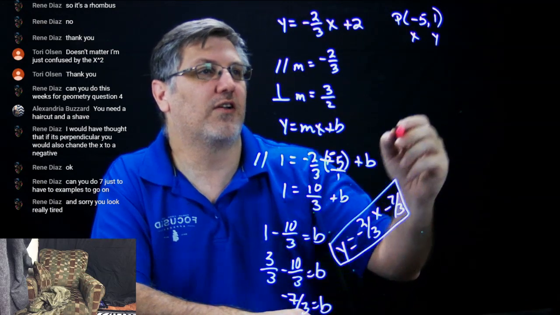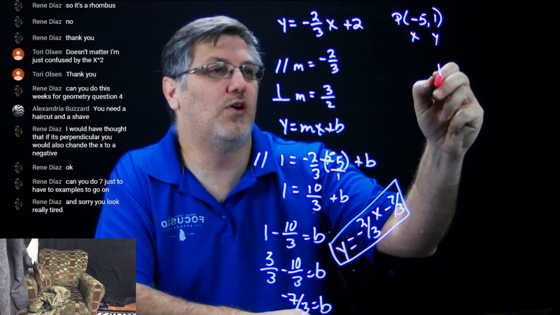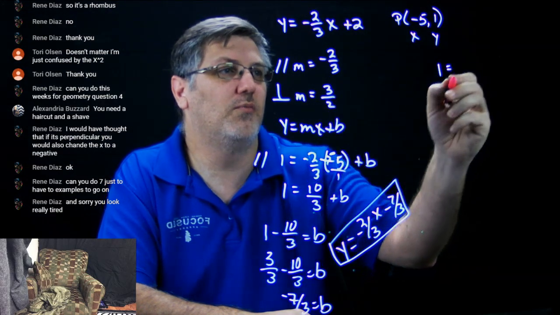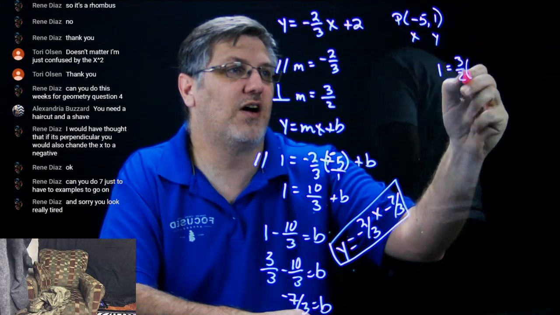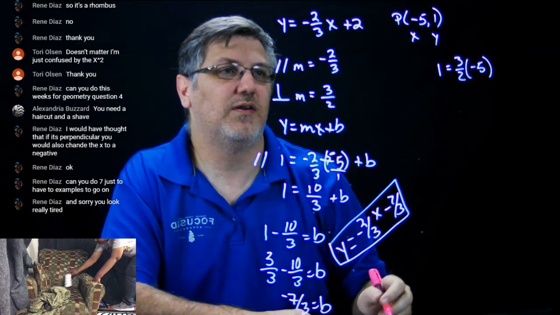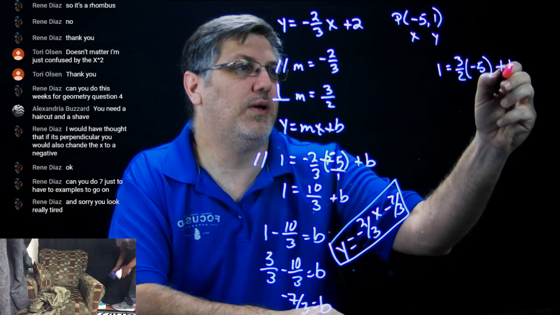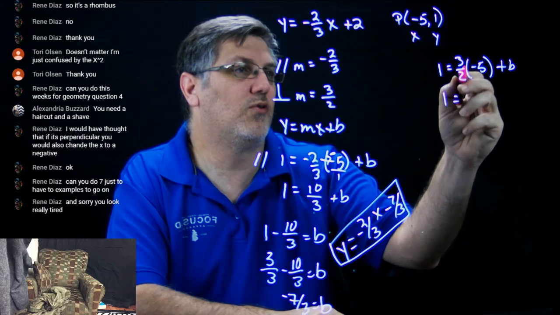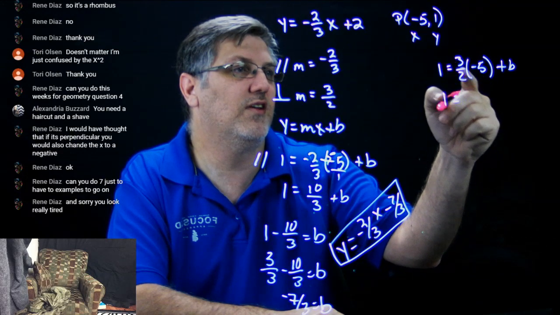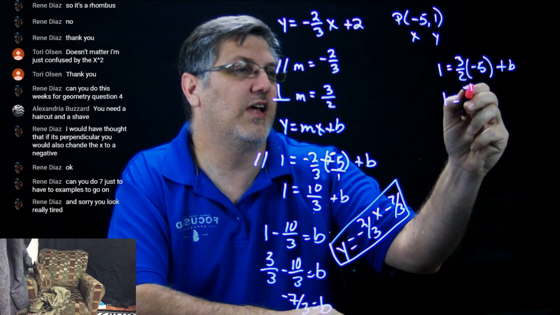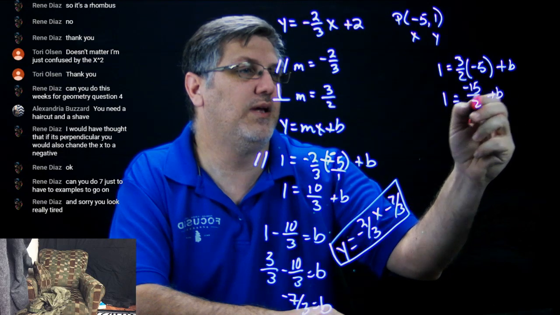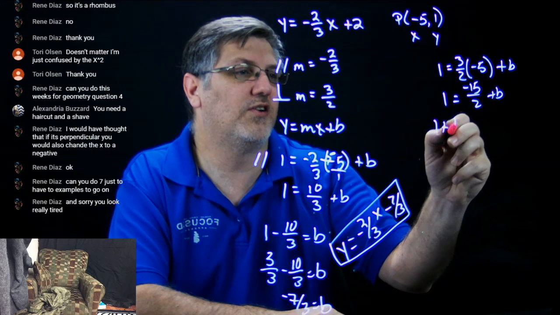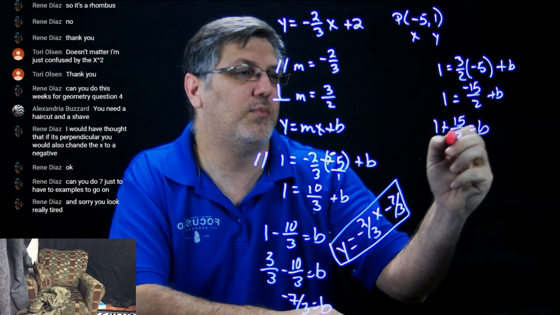So let's do perpendicular. Same exact stuff. 1 equals, I'm going to use my perpendicular slope 3/2 times negative 5 plus b. We're going to solve this out. I've got 1 equals, multiply fractions, the negative 5 and 3 gives me a negative 15/2 plus b. This is a negative, so I need to do the opposite, which is add. So I'm going to get 1 plus 15/2 equals b.